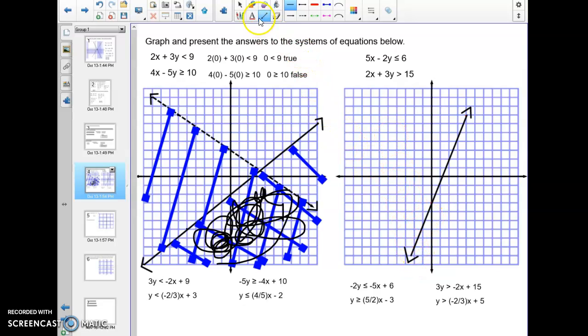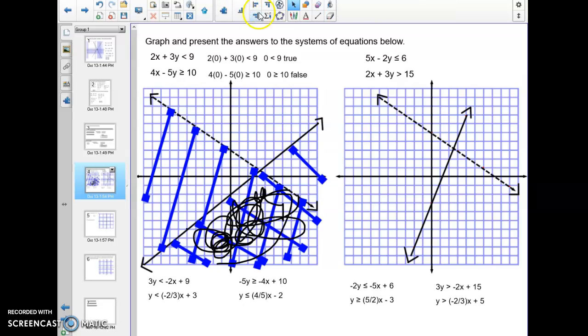Now the next one is going to be starting at plus 5. 1, 2, 3, 4, 5. Now it's down 2, or up 2, left 3. Or we can go down 2, right 3, down 2, right 3, down 2, right 3. And that's going to be a dotted line because it's just a greater than sign. And I got to put the arrows on both sides, and now we're going to shade.